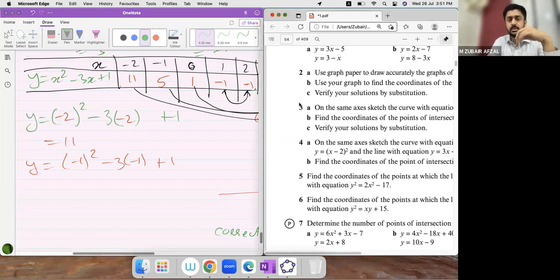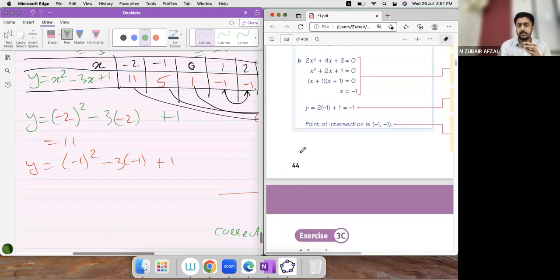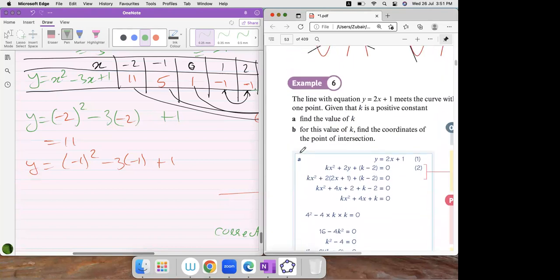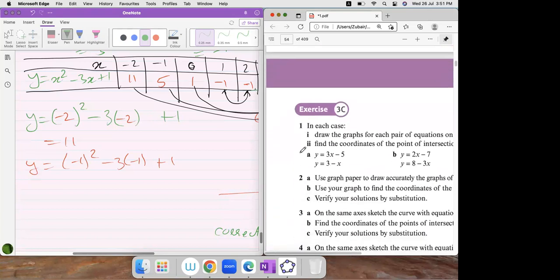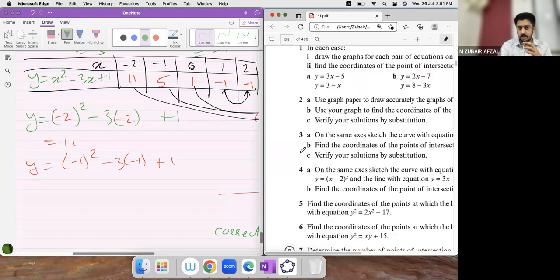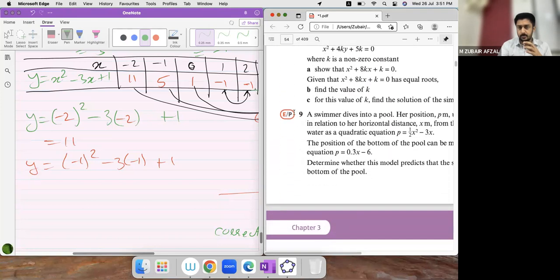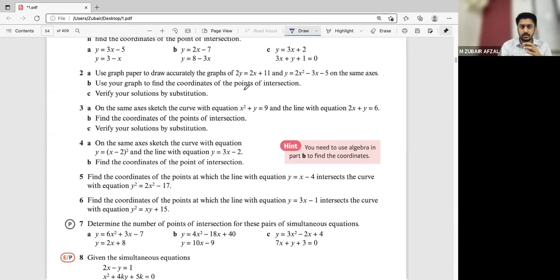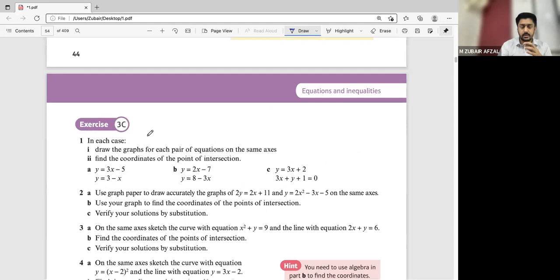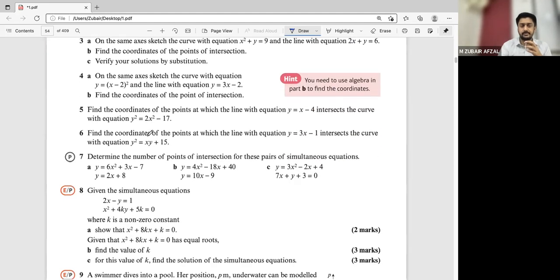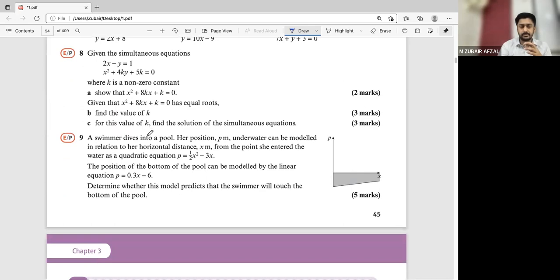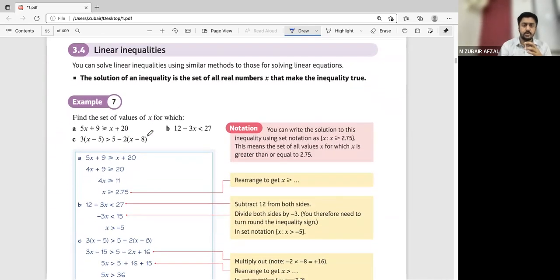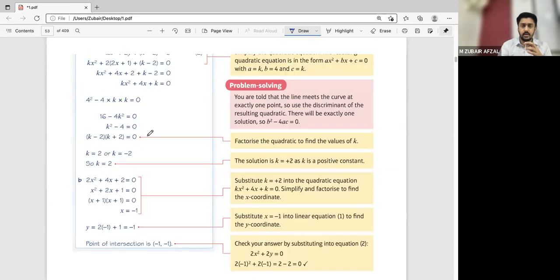Any question you would like to ask? What page do I need to go to on the notebook to get linear and quadratic questions? This is chapter 3, and you will find this in exercise: on the same axis, sketch the graph of this. This is exercise 3C, page 45. If you wish, you can choose it from solved examples as well, but do it by hand.